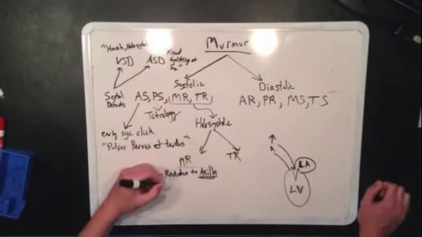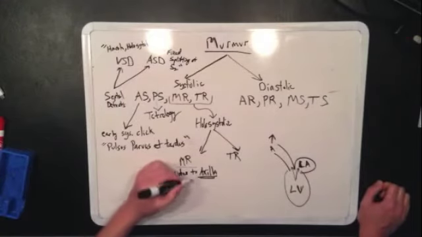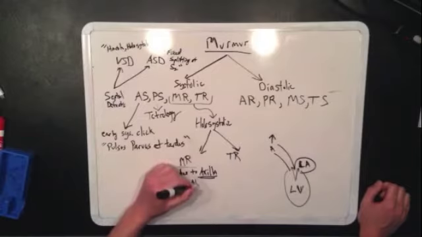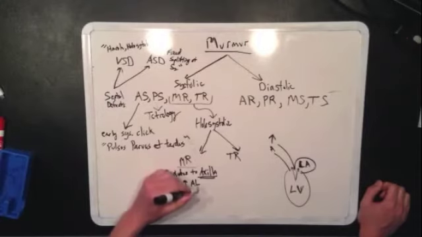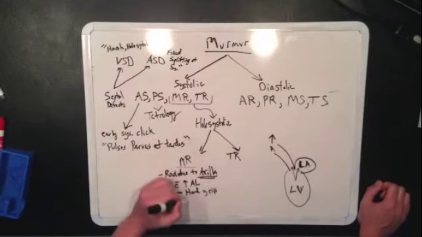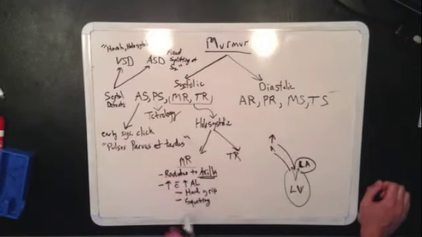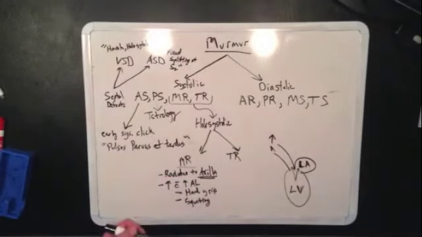So things that increase the afterload, when you examine someone, will be maneuvers like the hand grip or squatting. And squatting is different than going from standing to squatting; this is sustained squatting. I have someone squat, they stay there for a while, and then you listen again. If it's better, then it's probably not mitral regurge, because mitral regurge will get worse with squatting.